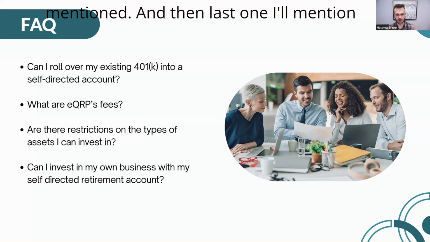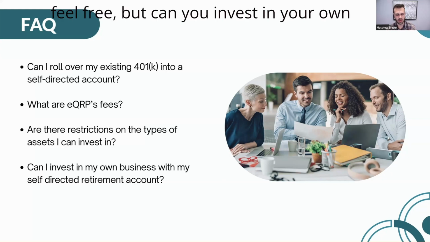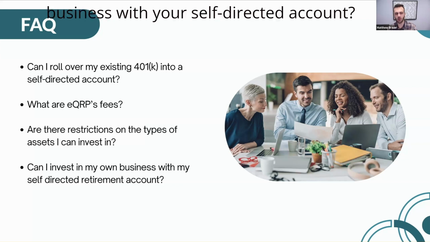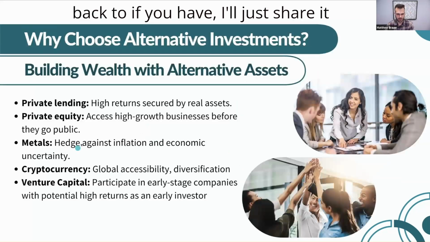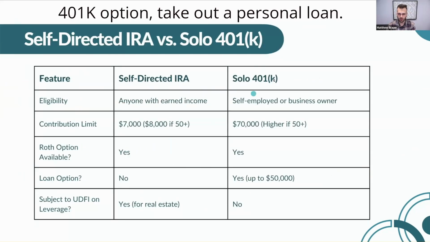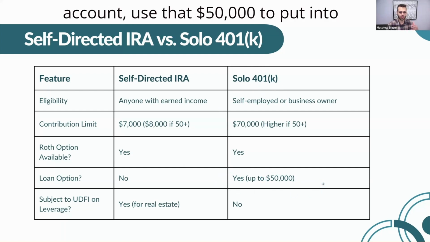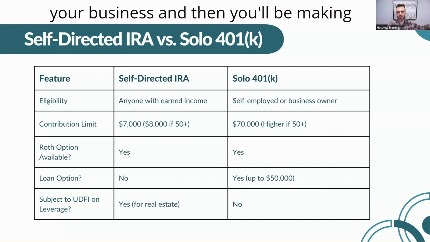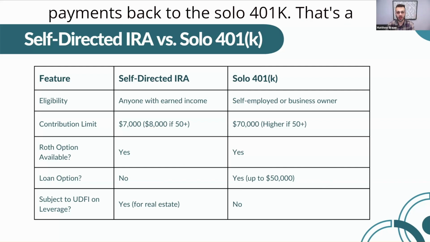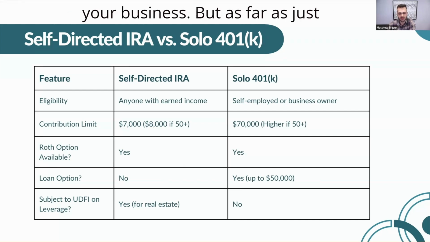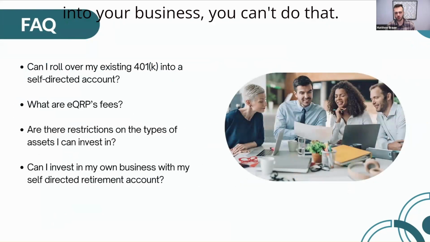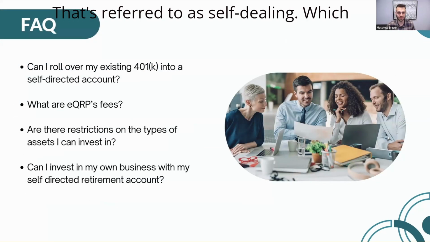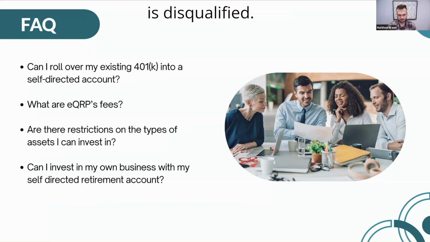And the last one I'll mention here, and Deb, if you have any others, feel free: can you invest in your own business with your self-directed account? The short answer is no. I'll go back to, and I'll share it on the slide here, if you have the solo 401k option, you can take out a personal loan from the account, use that $50,000 to put into your business, and then you'll be making payments back to the solo 401k. That's a good way to get liquidity to put into your business. But as far as investing the retirement account directly into your business, you can't do that. That's referred to as self-dealing, which is disqualified.